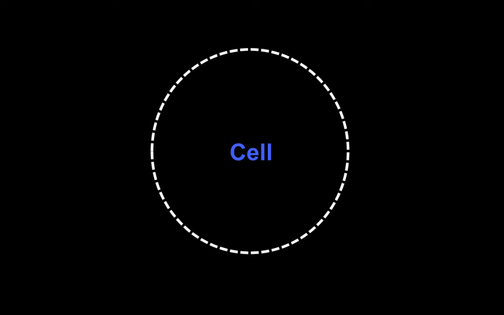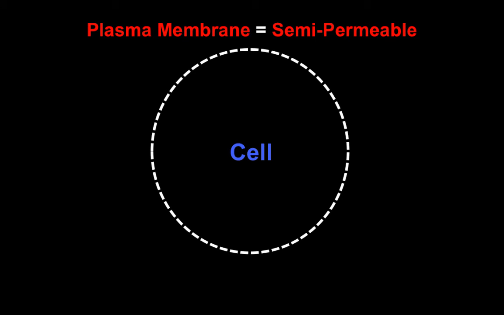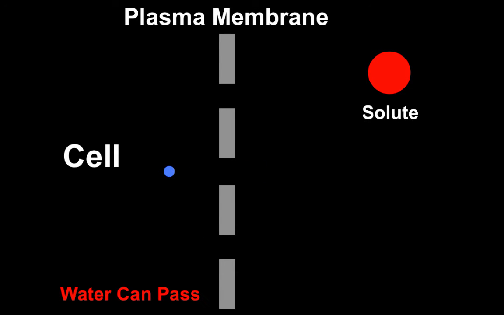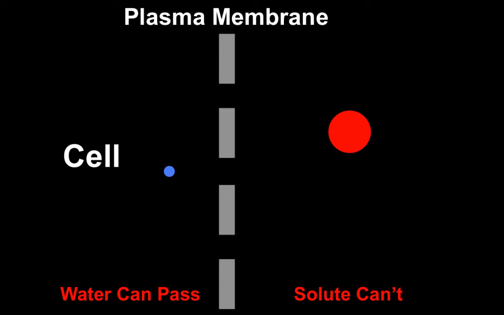So in osmosis, remember, this is talking about the movement of water across a semi-permeable membrane, and in this case, we're saying the plasma membrane is that semi-permeable membrane because it's selectively permeable. It lets certain things in and out. In this case, we're going to say it allows the water to pass, but the solute, things like salt, sugar, that kind of thing, is too big, and so it can't pass across the membrane. So remember, in osmosis, only the water moves. The solute doesn't move.